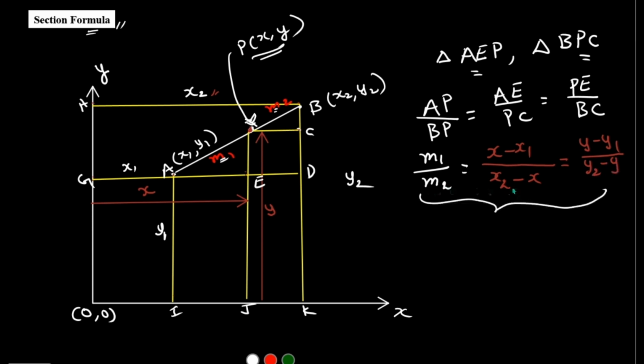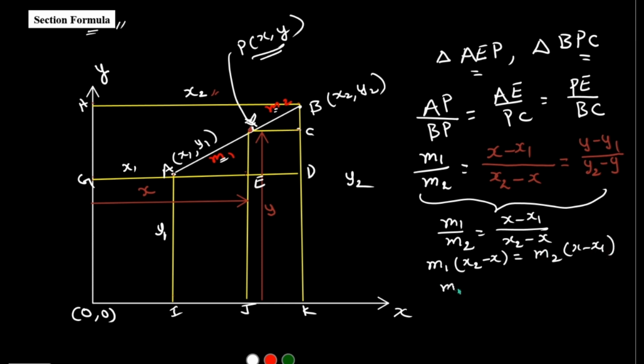Take the first two equal terms in this equation. That is m1 by m2 equal to x minus x1 by x2 minus x. What do we need to find here? We need to find x. Our goal is to find the point x and y. That's what we call the section formula. To simplify this, let's do cross multiplication. Then m1 into x2 minus x equals m2 into x minus x1. Multiplying, m1x2 minus m1x equals m2x minus m2x1.